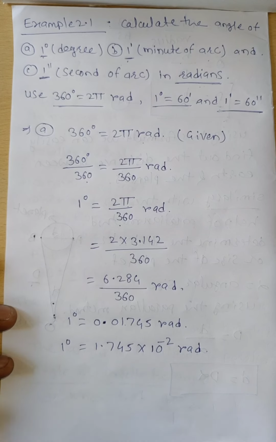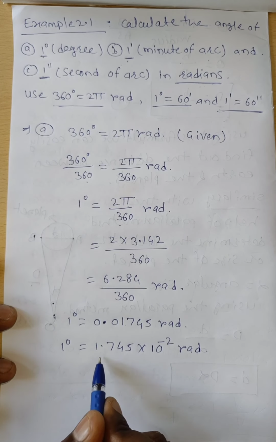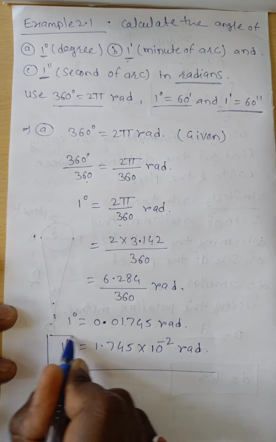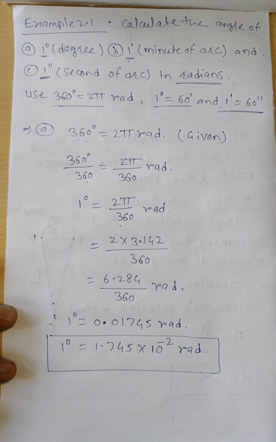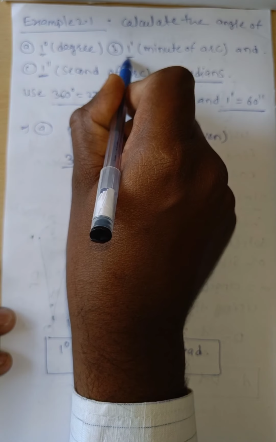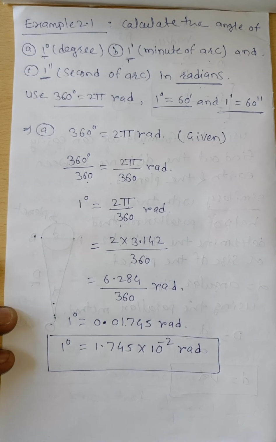Therefore 1 degree is equal to 1.746 into 10 raised to power of minus 2 radians. Now this is the 1 degree value in terms of radians. Next we have to find out 1 minute's value in terms of radians.